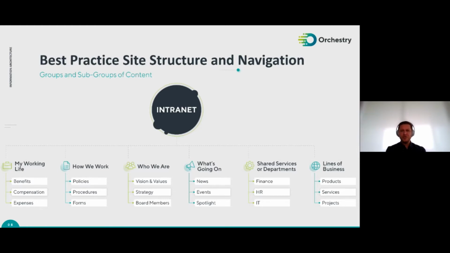The fourth type is the more traditional kind of dynamic content. We call it what's going on: news, events, spotlight items, announcements, right? All of that more traditional corporate communications piece. And then the next one is around shared services or departments.